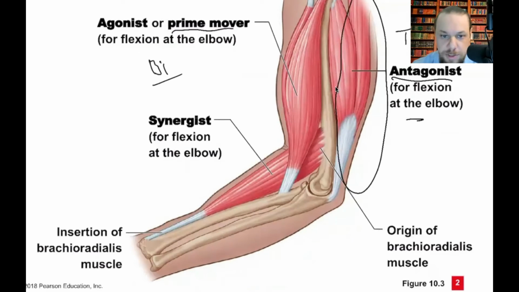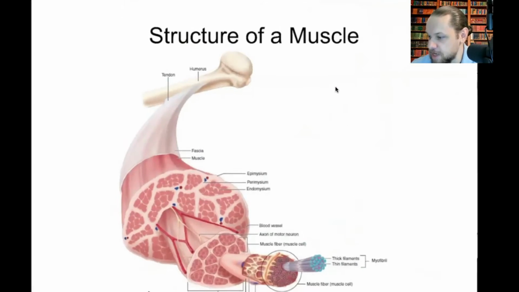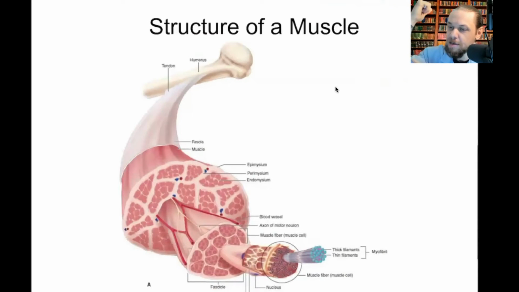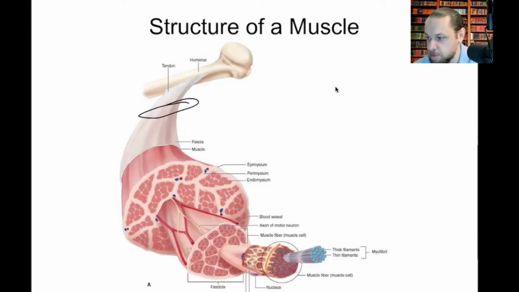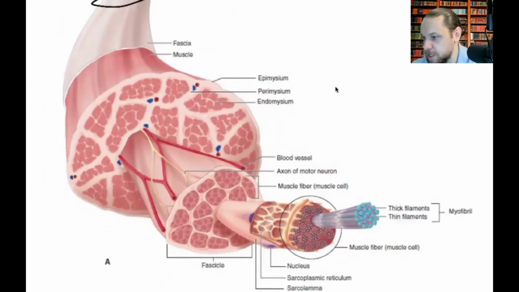And the synergist will facilitate and assist with the primary mover. And if I took the bicep muscle and wanted to view the entire portion of it, we see that the muscle is connected via tendons to the bone. So here we have the humerus, which is the long bone in your upper arm. The tendon of the bicep will be connected to it directly. And here, if we look at the cross-section, they show you the actual muscle that's coming out. And then as you go deeper into the layers, you see the fascicle.